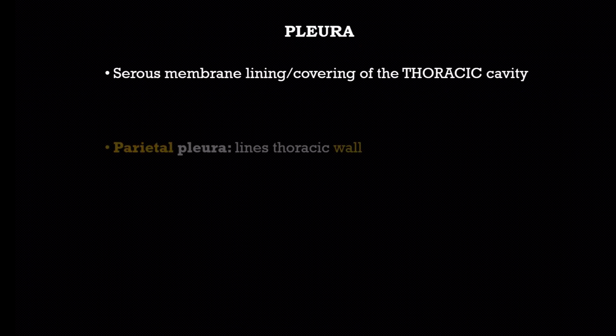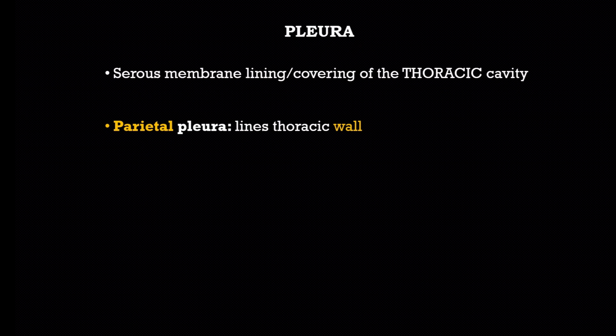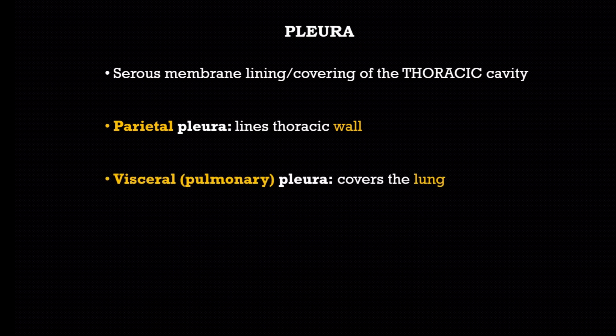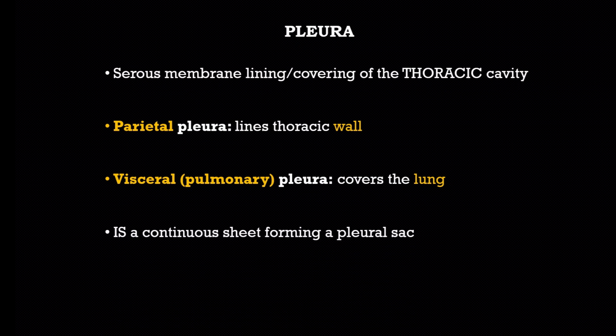The parietal pleura, that's the part of the pleura that lines the thoracic wall. So the word parietal refers to the wall. And then visceral pleura, that's the part of the pleura that covers the lung. And keep in mind that parietal and visceral pleura are continuous. It forms a continuous sheet that forms a pleural sac.